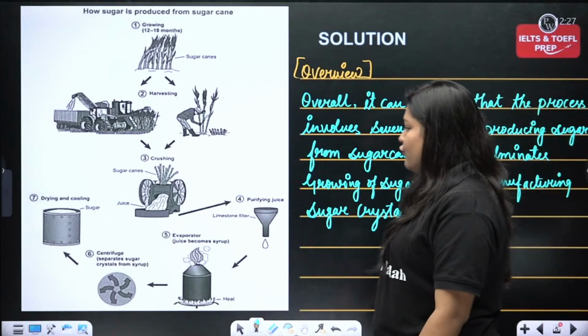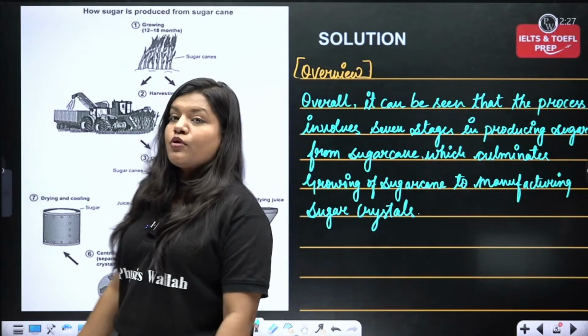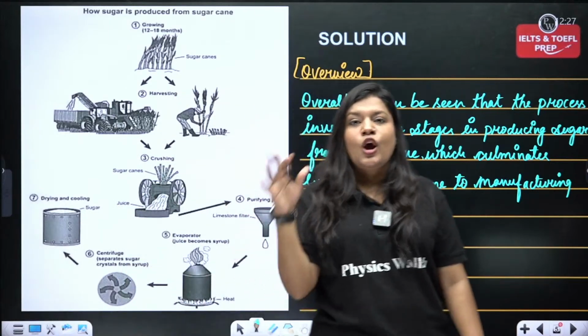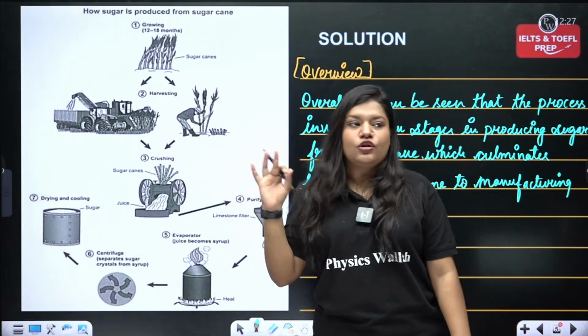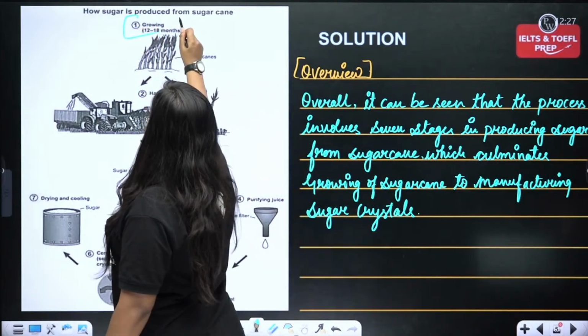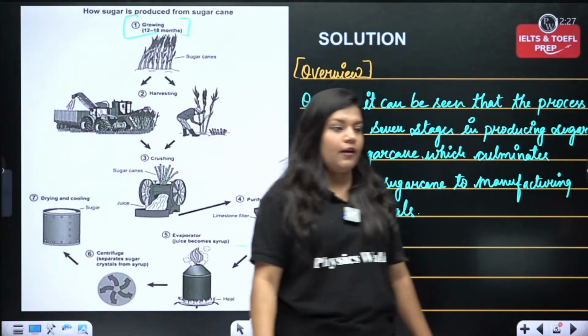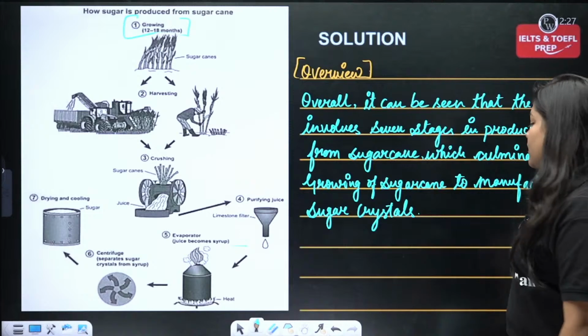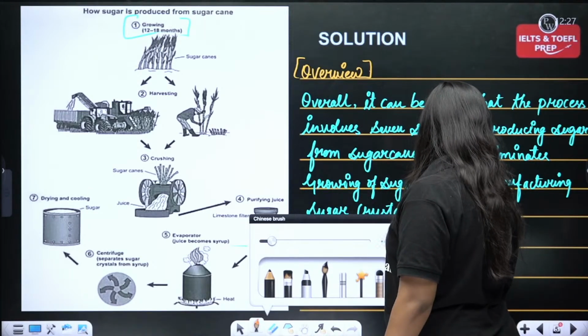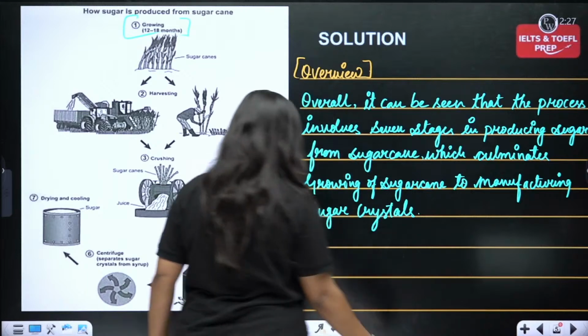Now I'm going to start off with the process, the entire process. कुछ नहीं करना है. Whatever is there in the diagram, you just need to present it by using a proper connector in order to present it properly. ठीक है. सबसे पहले क्या हो रहा है? Growing of sugar cane is being done. Okay. Now, so what am I going to do? I'm just going to leave one line and then I'm going to start off with my writing. ठीक है.